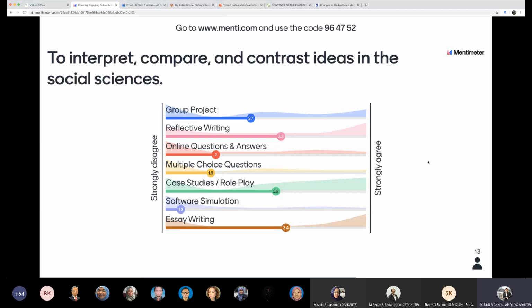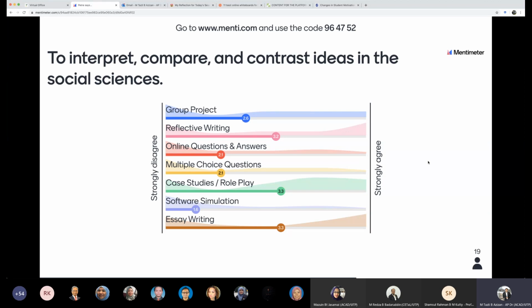So we can see that many of you responded that, okay, we could use essay writing or reflective writing or role play in order for us to address this. This is what I love actually about Mentimeter, where you can use this to toggle. This is also what we call polls, online polls.